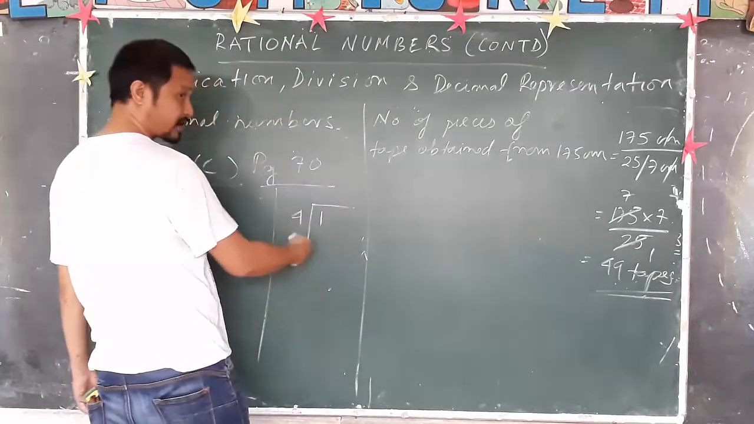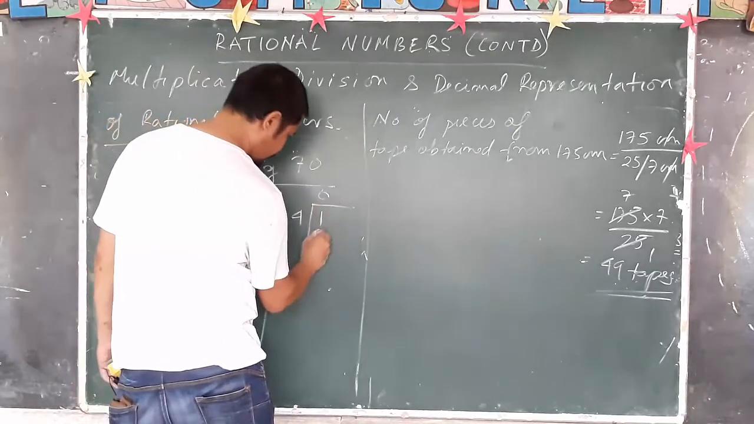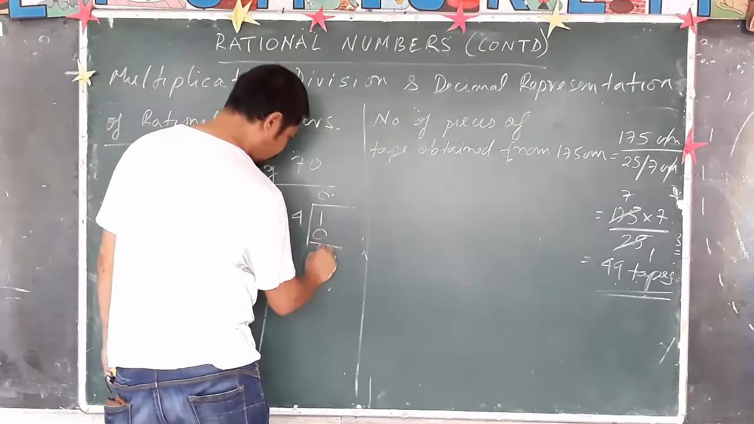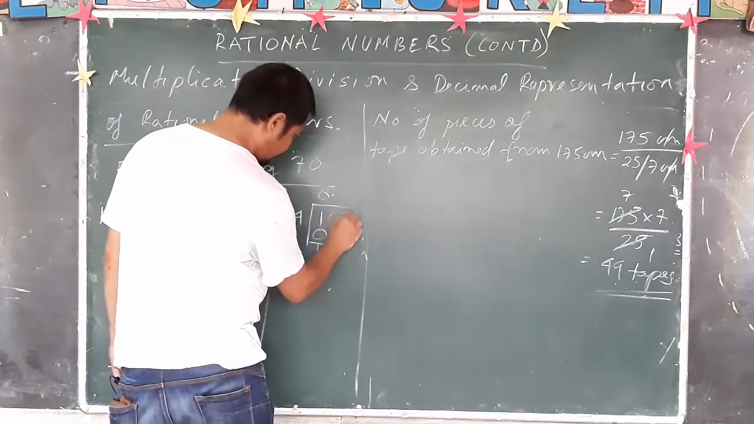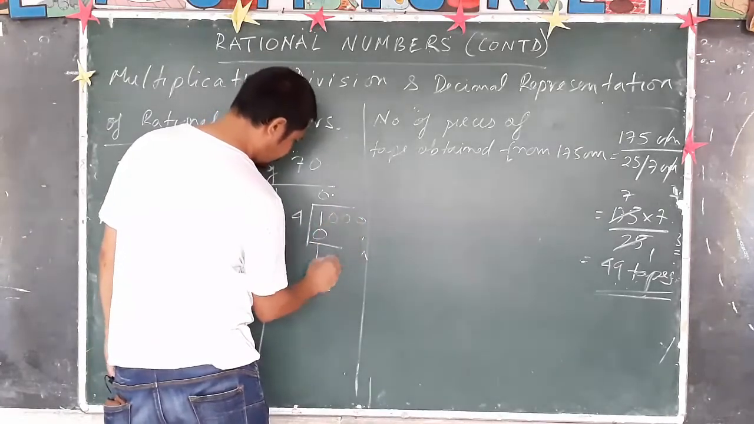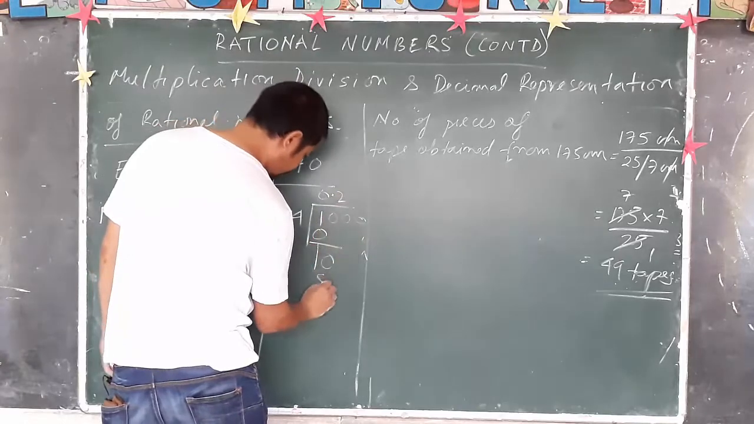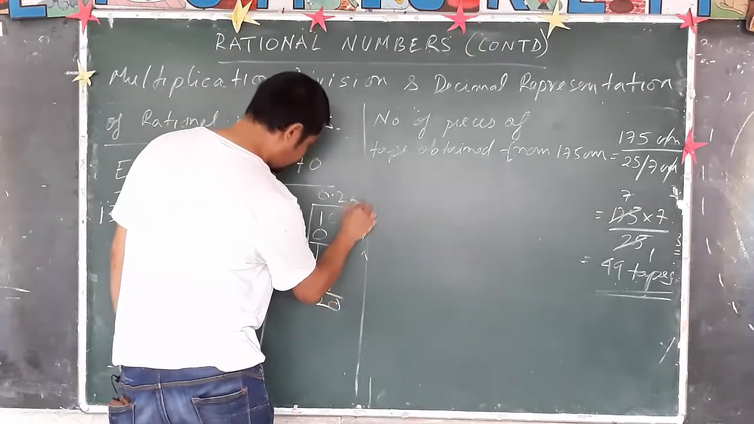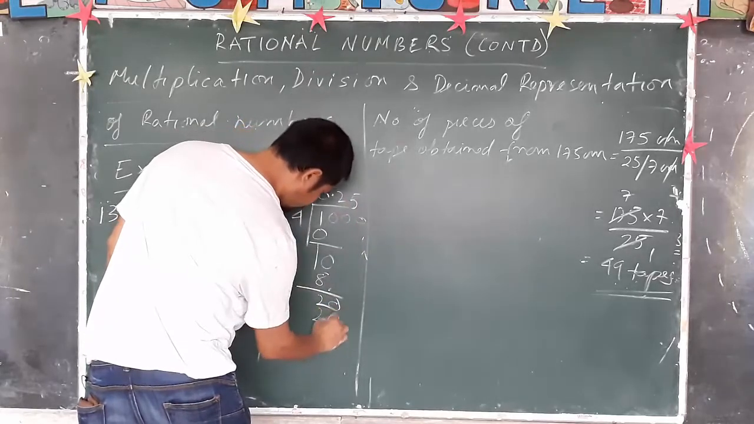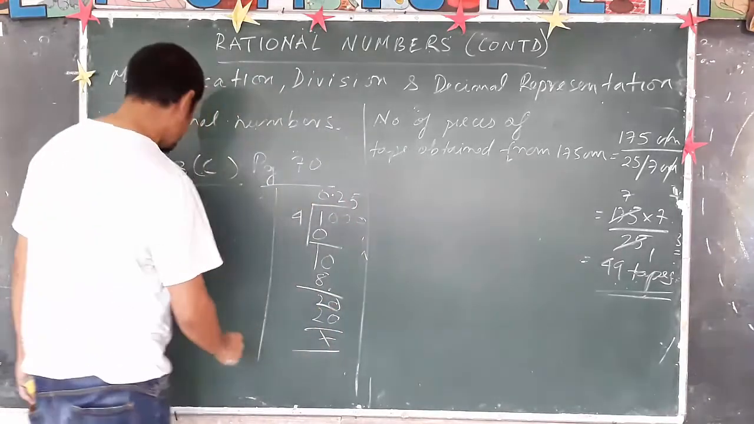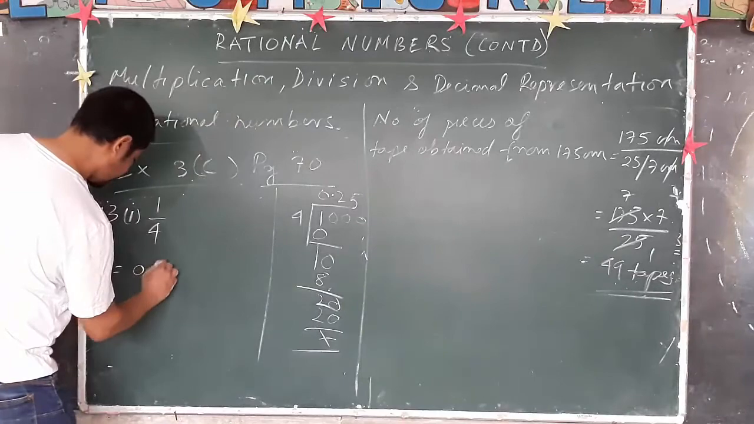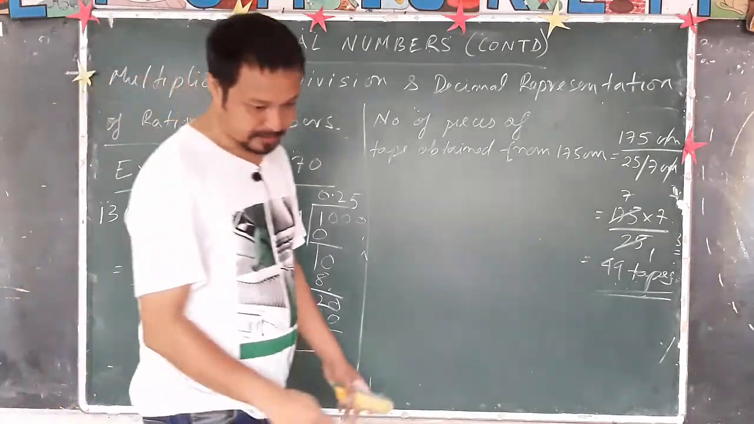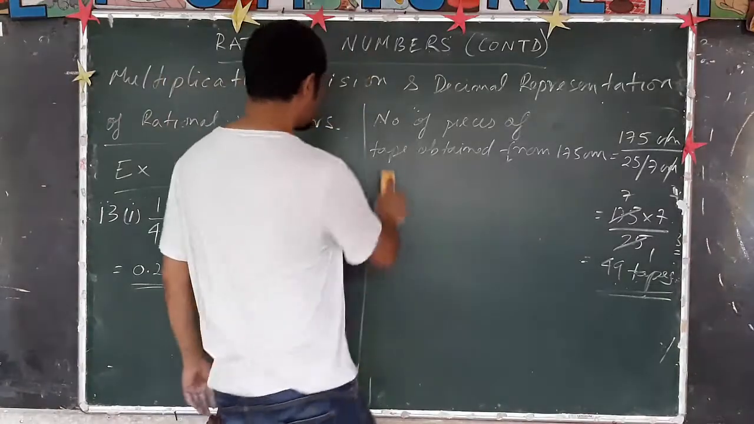So 4 cannot divide 0, so 4 zeros are 0. Now if you put a decimal, many zeros are born. Now 1 will come down, then there will be multiple zeros born. The first 0 comes down, 4 2s are 8, remainder 2, the second 0 comes down, 4 5s are 20. So the decimal number is 0.25. So from a rational number, you have made it into a decimal number.